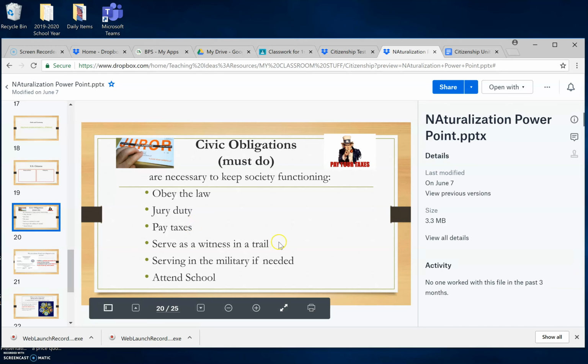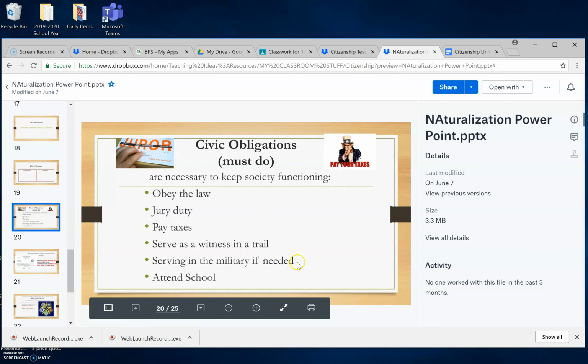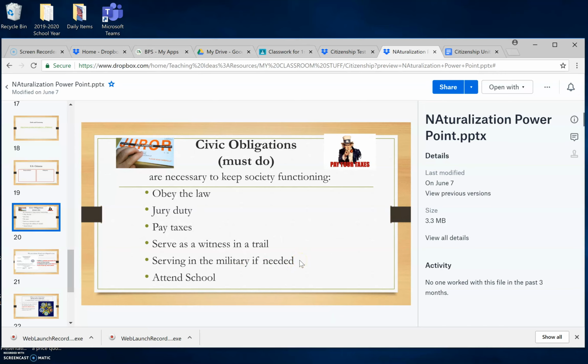That's a law. Serve as a witness in a trial. If you're summoned and you witness something, you have to stand trial for. You have to stand and give an account for that. You could be served. Serving in the military if needed. Okay, this is the selective service. Selective service. This is the draft.